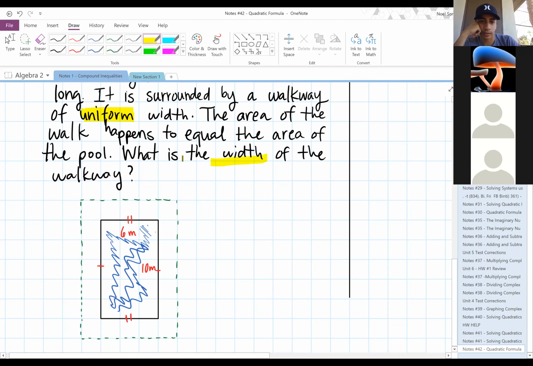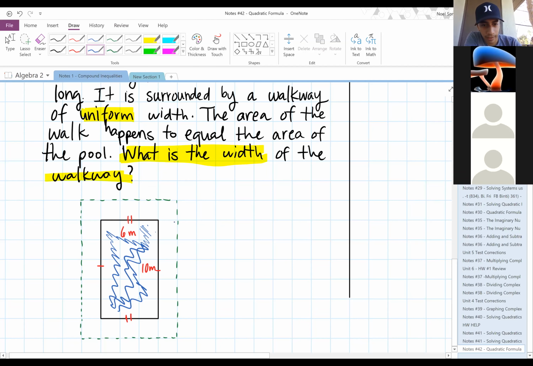What is the width of the walkway? Because we don't know, that's going to be our variable. That's the one thing that we're looking for. All right, so let me try to break this up into parts. Because the walkway extends all the way around, and I have some information that the area of the entire walkway is equal to the area of the pool. So let's see if we can break this up into sections.